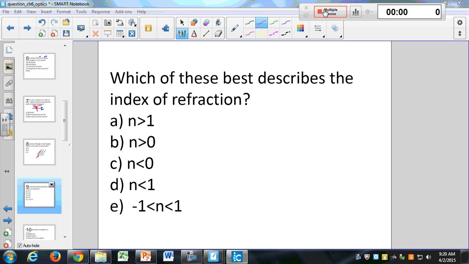Which of these best describe the index of refraction? N is greater than 1, greater than 0, less than 0, less than 1, or somewhere between -1 and 1. This would be the index of refraction for a medium, be it liquid or solid or gas.